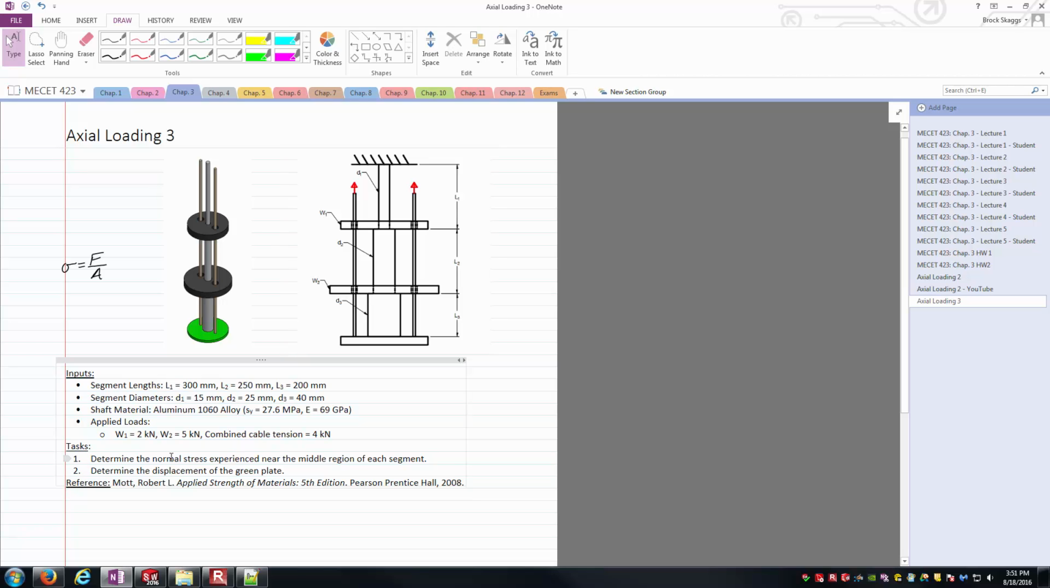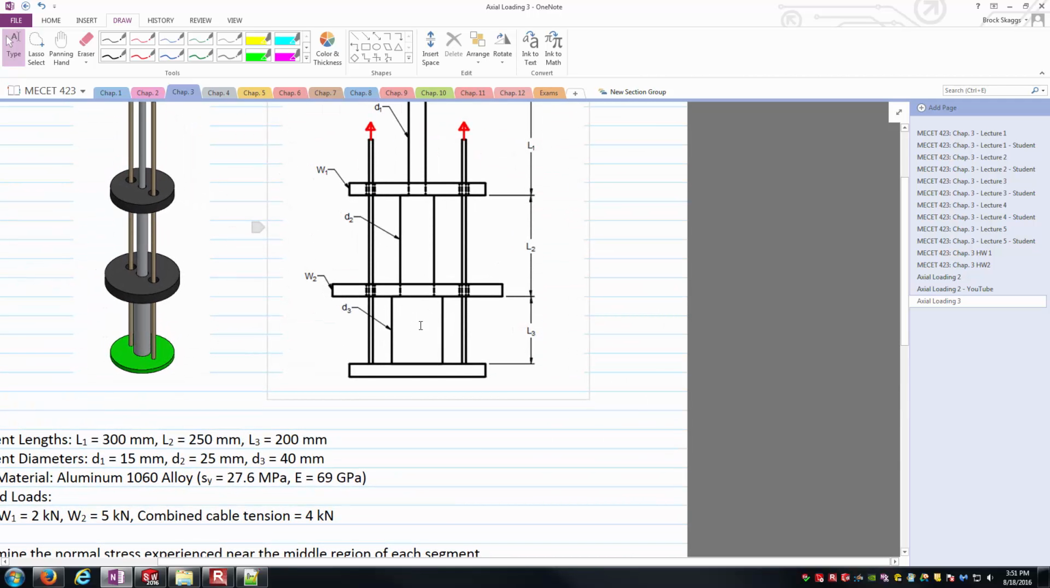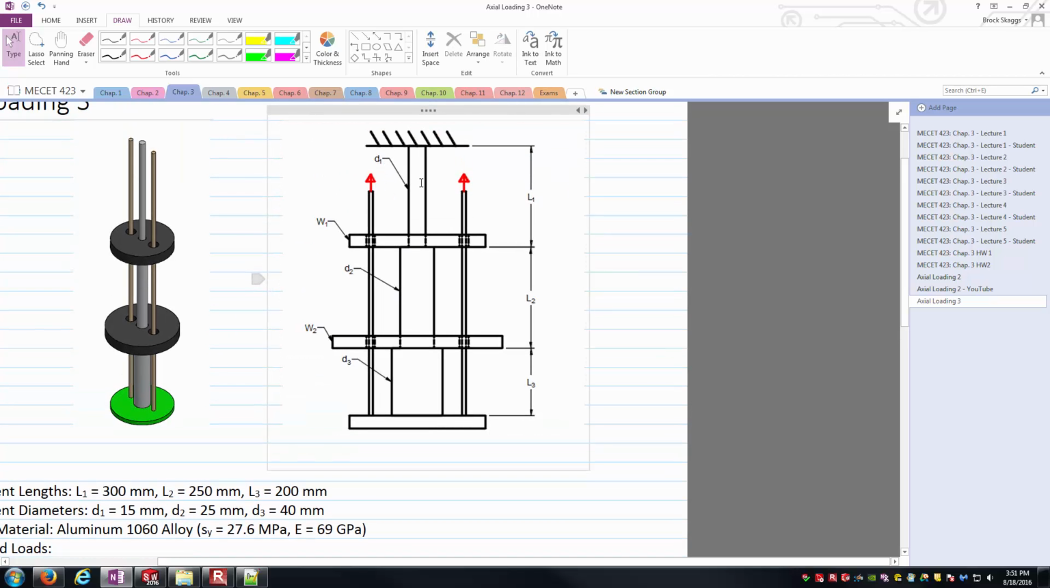Okay, I've got to figure out the normal stress in the middle of each region, in the middle region of each segment, is the way I describe it. And so one thing you might be asking is, why is he picking the middle of each segment? So I'm picking right around in here, right here, right here, basically where the leader's pointing to, on each of those diameter notes.